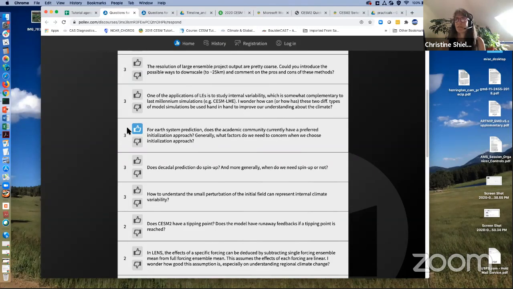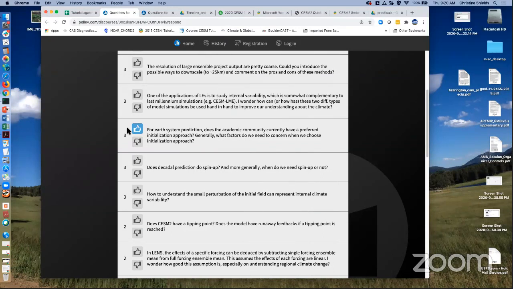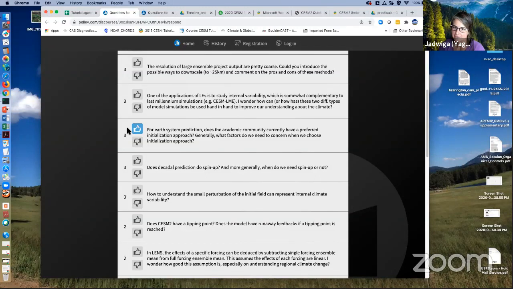For Earth system prediction, does the academic community currently have a preferred initialization approach? Generally, what factors do we need to concern ourselves with when we choose the initialization approach? This question is actually one of a few in this theme in our panel of questions, so we can spend a little time on this if we want. I can perhaps start. The academic community, I imagine people at universities, are usually not the ones running Earth system prediction simulations. There are a few groups, like Ben Kirtman in Miami, but largely it's the bigger operational centers that have the bandwidth to do it.